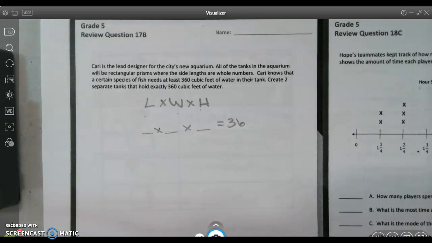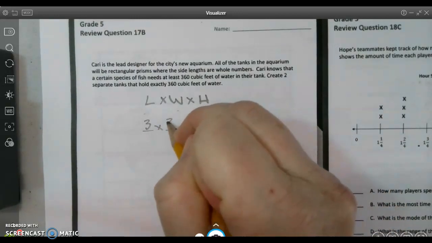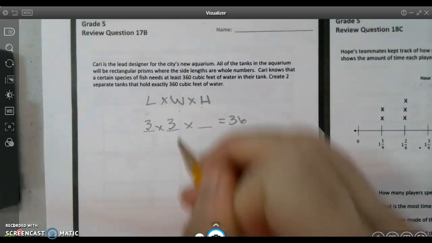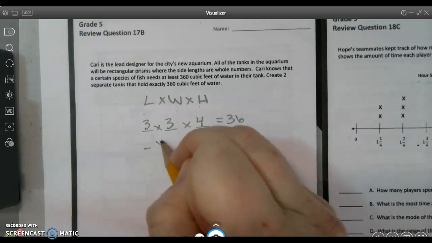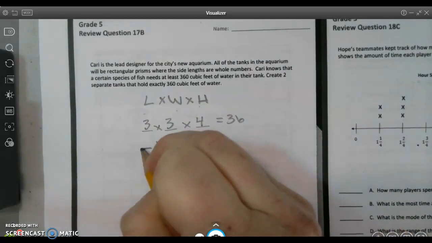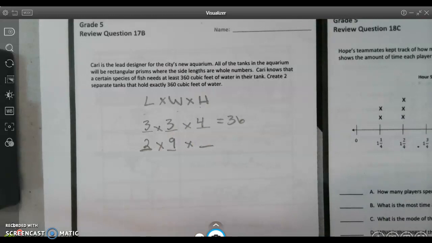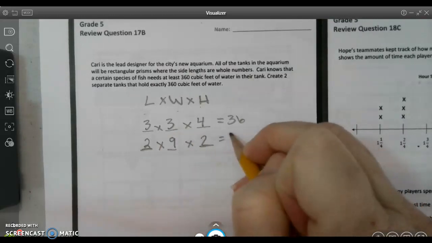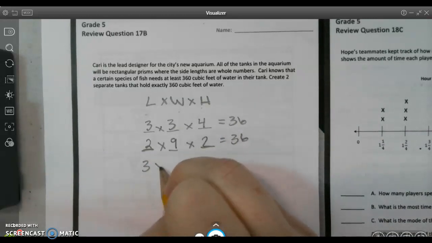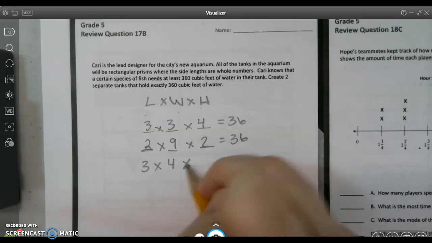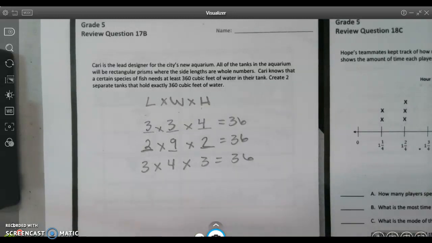Well, we could do 3 times 3 is 9, right? And then 9 times 4 would give us 36. We could do 2 times 9 is 18, and 18 times 2 is 36. We could do 3 times 4, which is 12, times 3, which is 36. You could choose a whole variety of things.